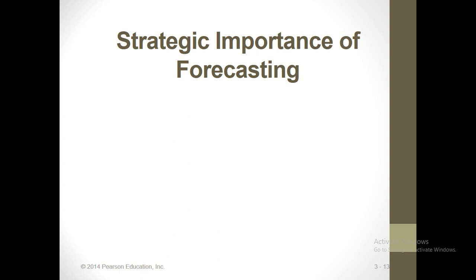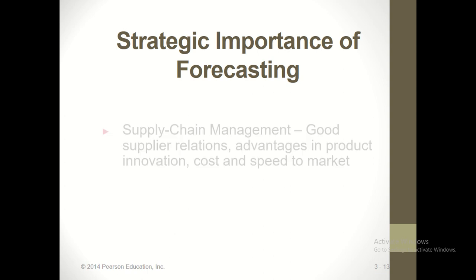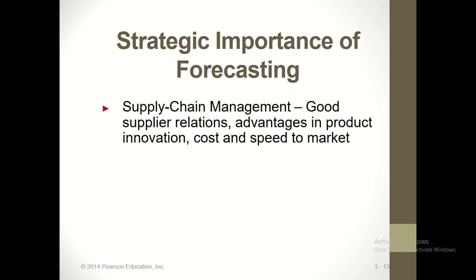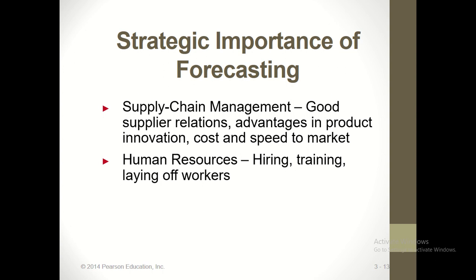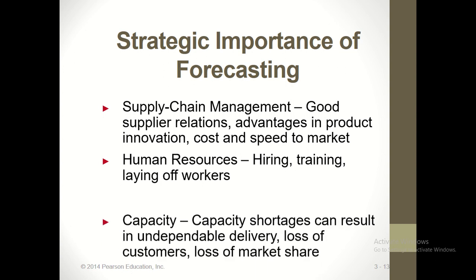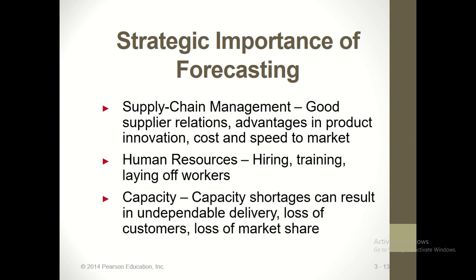Okay? So, strategic importance of forecasting: the supply chain management, good supplier relations, advantage in product innovation, costs and speed to market. And then human resources, hiring, training, laying off of workers, yun na. Capacity shortages can result in undependable delivery, loss of customers and loss of market share.